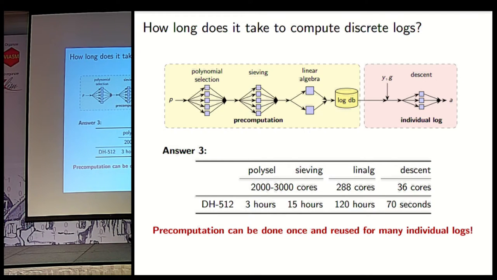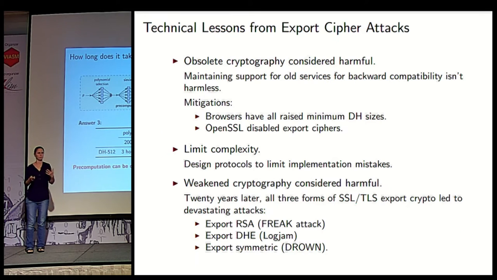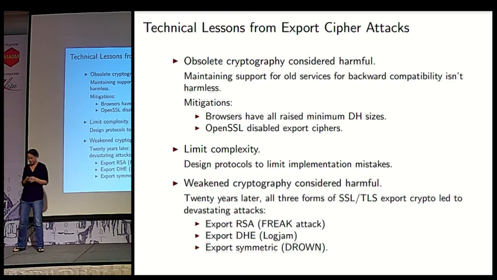But it turns out that the constant is the difference between 2 weeks of computation on thousands of cores and a minute of computation on a few dozen cores. So the final stage is actually fast enough that it can be done in real time. And if somebody does this pre-computation once, they can then reuse it for many different key exchanges using the same prime. So this is what enabled the Logjam downgrade attack to work, but it actually has much more interesting implications for the rest of more secure Diffie-Hellman.